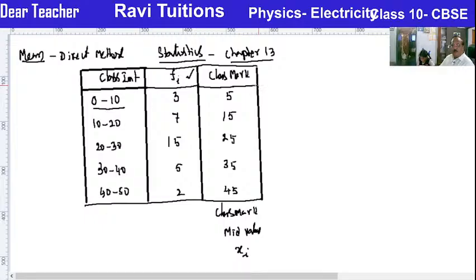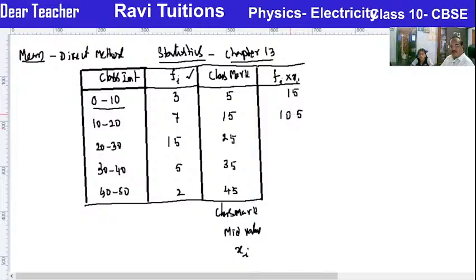Now we will use the same method. What is that method? fi into xi, fixi. That means whatever we have done last year, ungrouped data, same thing we should do. 3 into 5, 15. 7 into 15, how much? 105. When you are writing it, all units places and tens places should be in the same place.